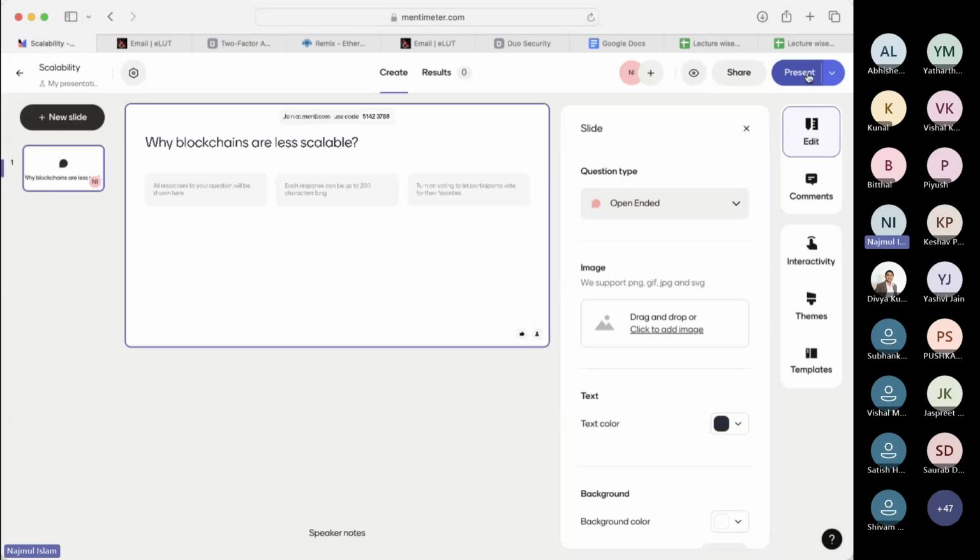Okay, 7 responses so far, but anyway, we got some ideas, or at least some of you know why blockchains are less scalable. Consensus takes too much time, and also since data is stored permanently, more and more storage is needed. Okay, right?